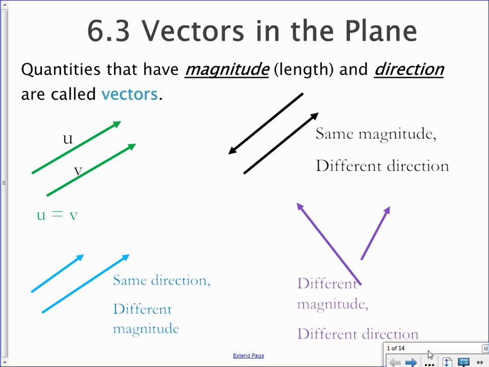Now you did a little bit of vectors in geometry, correct? That was a long time ago. Some of you have worked with vectors in physics.